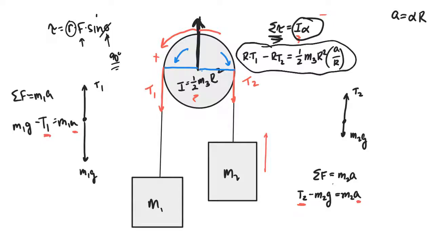That makes this the torque equation. It's got two tensions in it, T1 and T2, and it's got all the other radius stuff in it. God, it's a mess. This whole page is a mess.